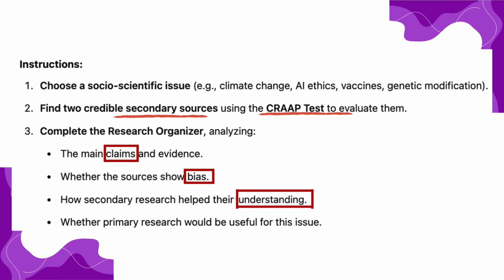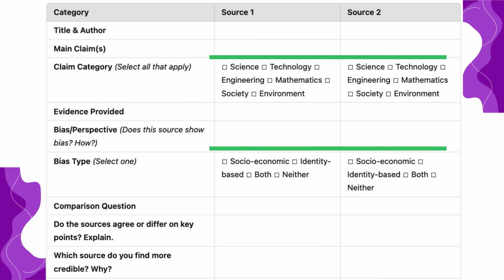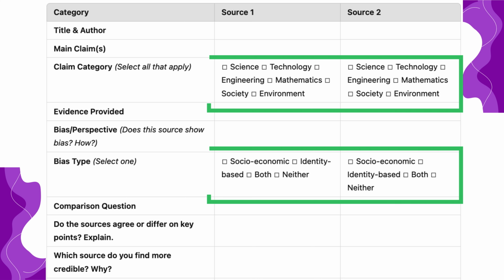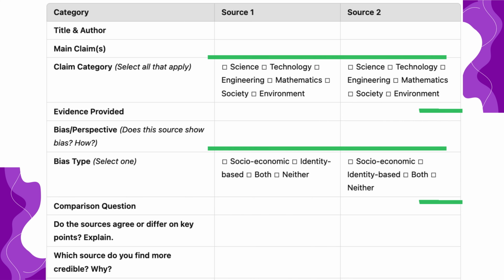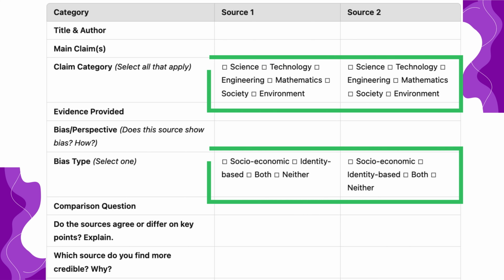Since this is the student's practice phase of Stepwise, we need to prompt the AI model to include an activity that asks students to practice what they've learned about secondary research. As part of the activity, the AI generates a research organizer. However, it should have students categorize the main claims of a source based on the branch of STEM-SE they address. It should also ask them to recognize whether the source's biases are socioeconomic, identity-based, both, or neither. When we input this prompt, the output is now a comprehensive research organizer.